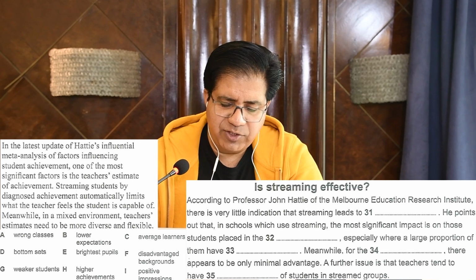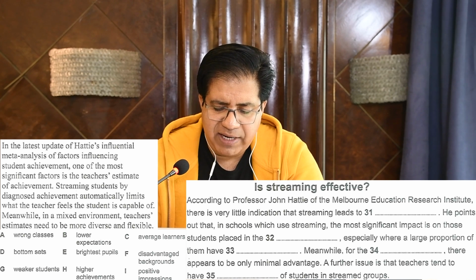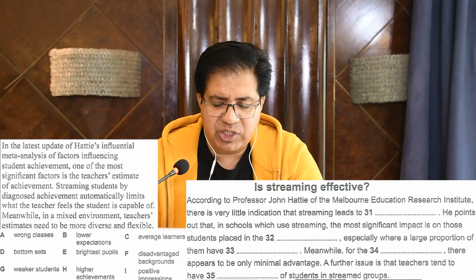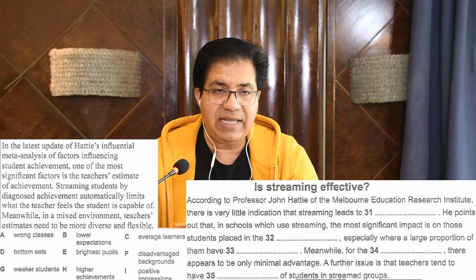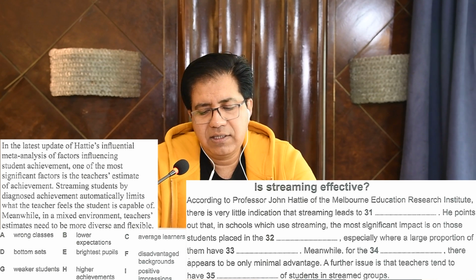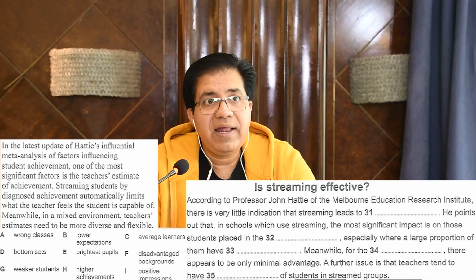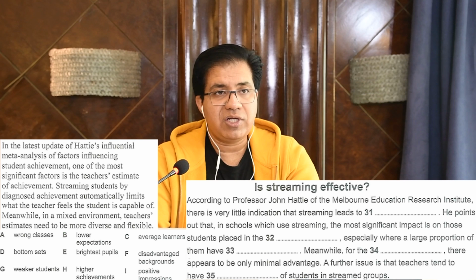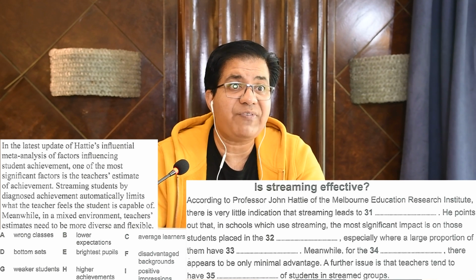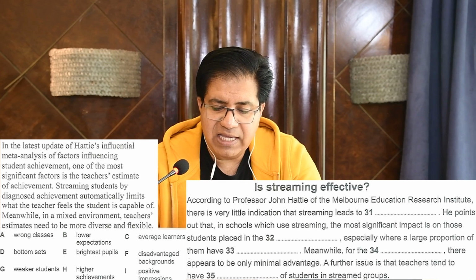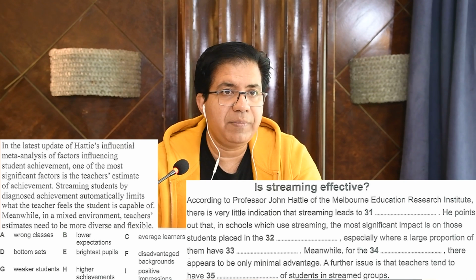Okay, and then they say streaming students by diagnosed achievement automatically limits what the teacher feels. Automatically limits what the teachers feel. Which option is that? Limits what the teacher feels. That is lower expectation. Limits. And that is lower. And expectation, what the teacher feels. Right? B is the right answer for question number 35.